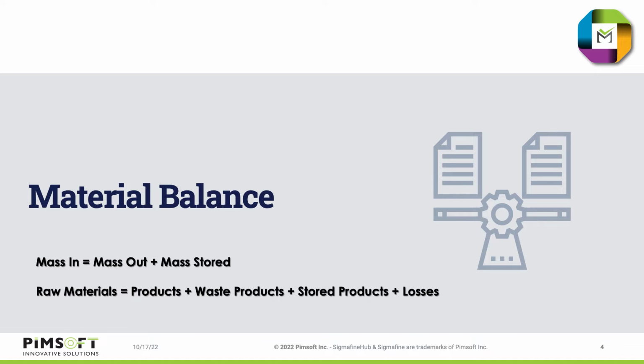Simply put, the mass of a specific material in the raw materials or inputs to a process should be equal to the mass of that specific material in the products of that process plus the mass of that specific material in the waste products and losses. Sigmafine material balance models help to ensure that these losses, which are unidentified, get identified and detected so that we can come up with a solution to reduce these imbalances.